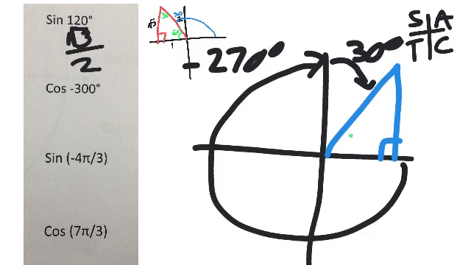60. So that's my 60-degree angle, which means the other one is 30. Across from the 30 is 1. Across from the 60 is radical 3. Across from the 90 is 2. I'm in the first quadrant. I know all trig functions are positive in the first quadrant. Okay, now I'm asked to find the cosine of my central angle, which is 60. Cosine is the adjacent 1 over the hypotenuse 2. So cosine of negative 300 is 1/2.